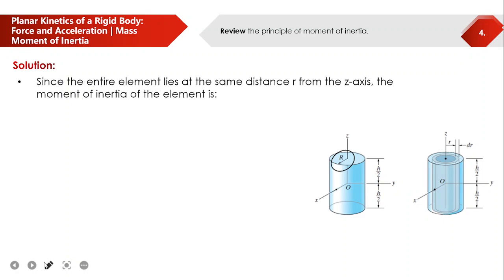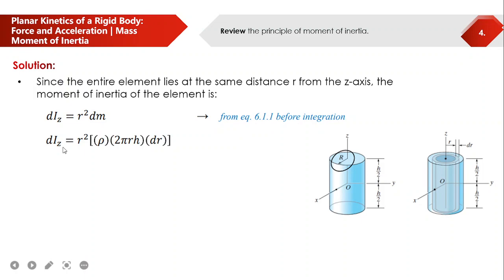Since the r is constant, it doesn't change. Therefore, dI sub z is equal to r squared dm. Substitute the volume of dm in terms of volume, so that will be rho times 2 pi r h dr. This is the volume of the cylinder shell. So dI sub z is equal to rho times 2 pi r cubed h dr.